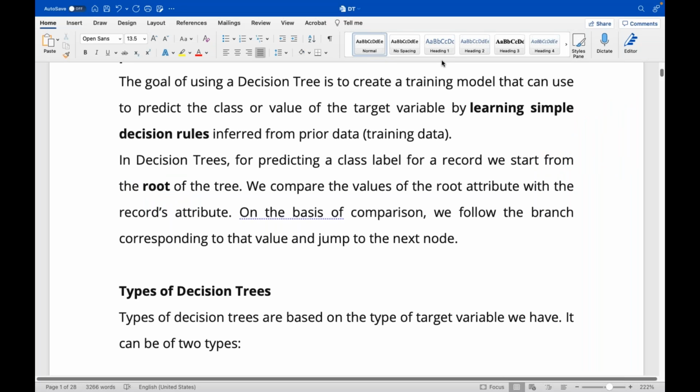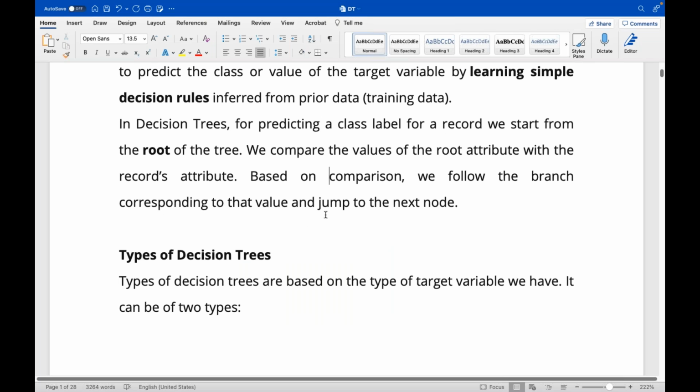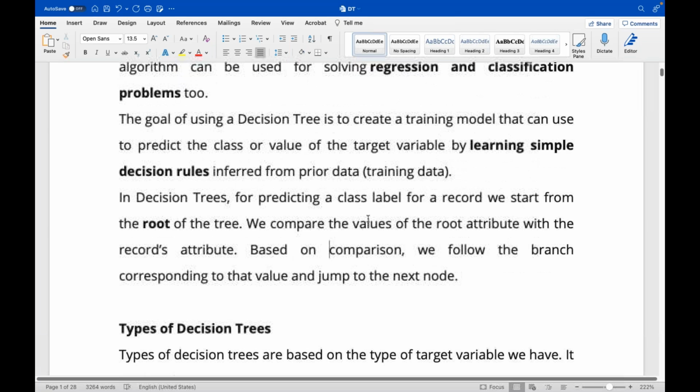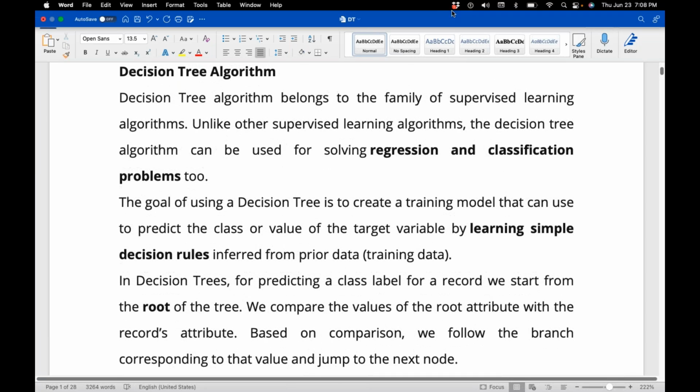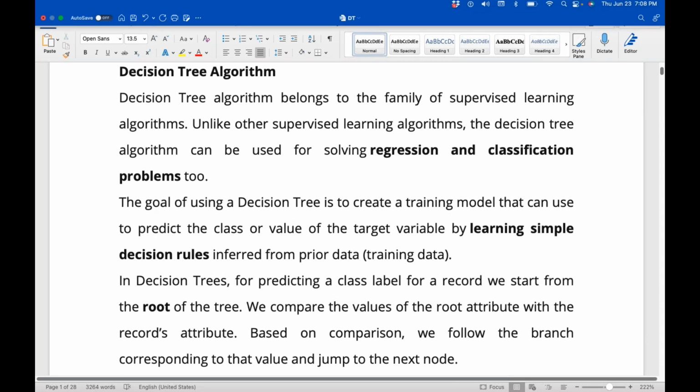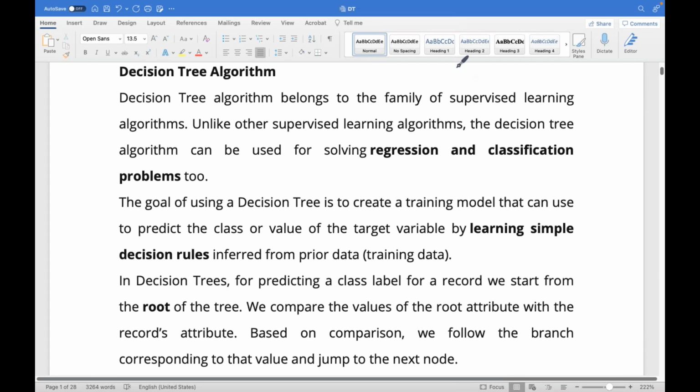It makes the data into different trees, different nodes, from root node to leaf node. On the basis of comparison, we flow down the branch corresponding to the value and jump into the next node. I hope you are clear, right? If you did not understand this, I can explain one more time. Here I am not explaining anything new, guys. We have some features, we have some attributes.